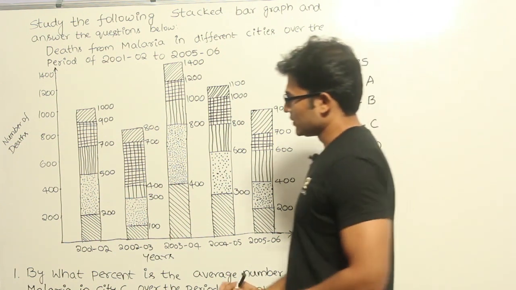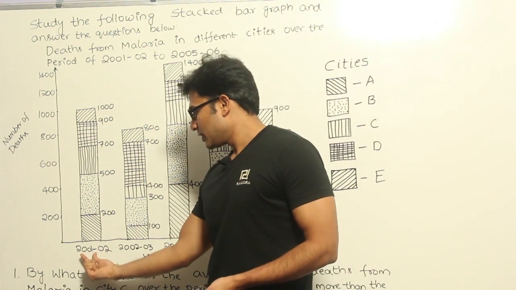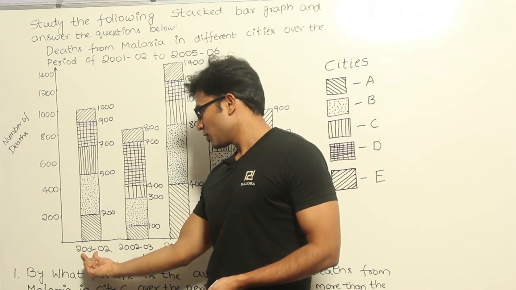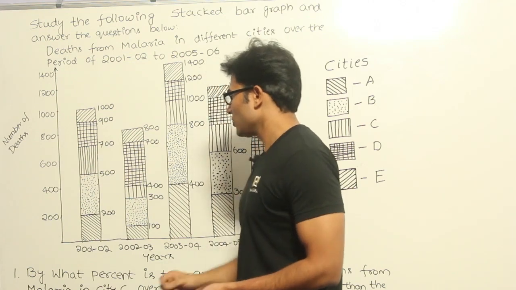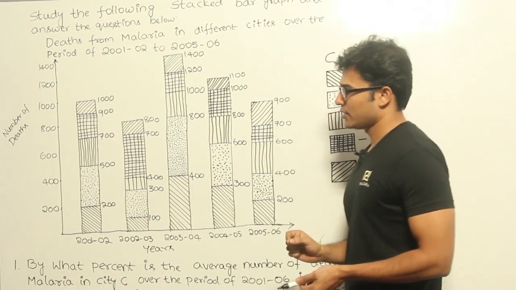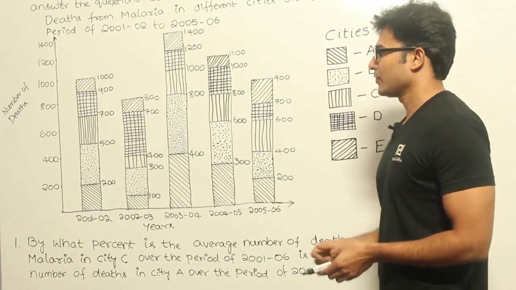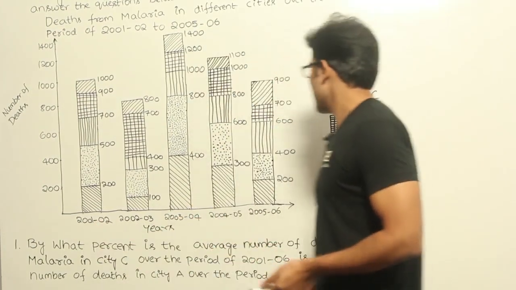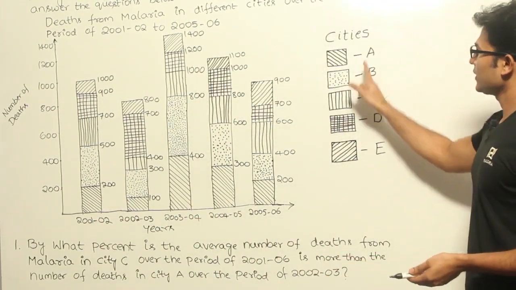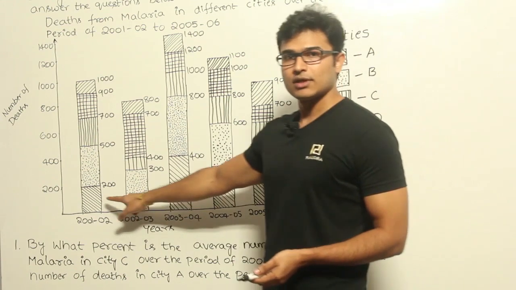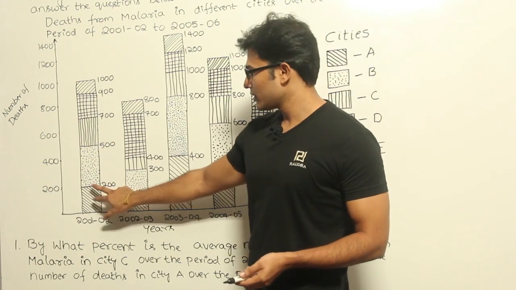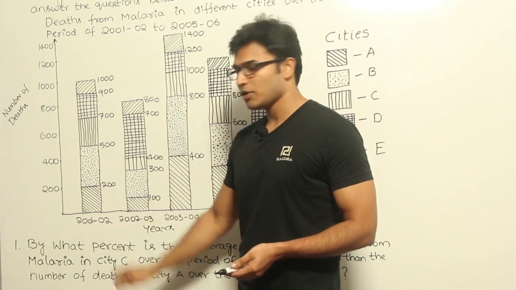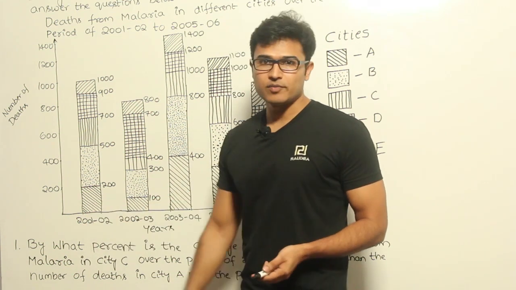Now if you see this, the data over the period 2001 to 2 is present in this entire bar. Now if you want to see how many deaths have occurred because of malaria during this period from, let's say, city A, so city A is given here. From 0 to 200, therefore 200 deaths have occurred in the period 2001 to 2 in city A because of malaria.